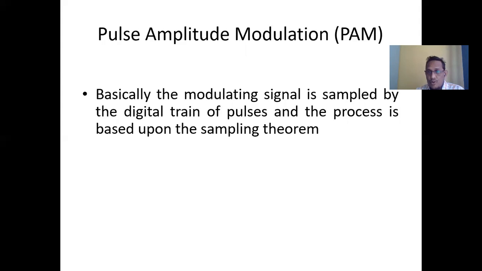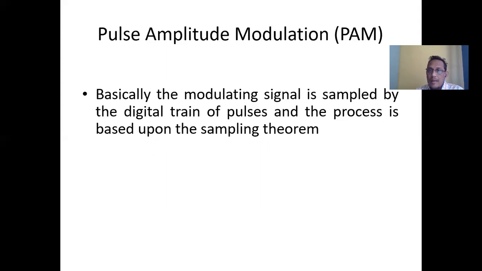Pulse amplitude modulation. This pulse amplitude modulation is exactly identical to amplitude modulation, where I can define it this way. In pulse amplitude modulation, the high frequency pulse train is changed according to the amplitude of the modulating signal by keeping position and width constant. It's called pulse amplitude modulation.